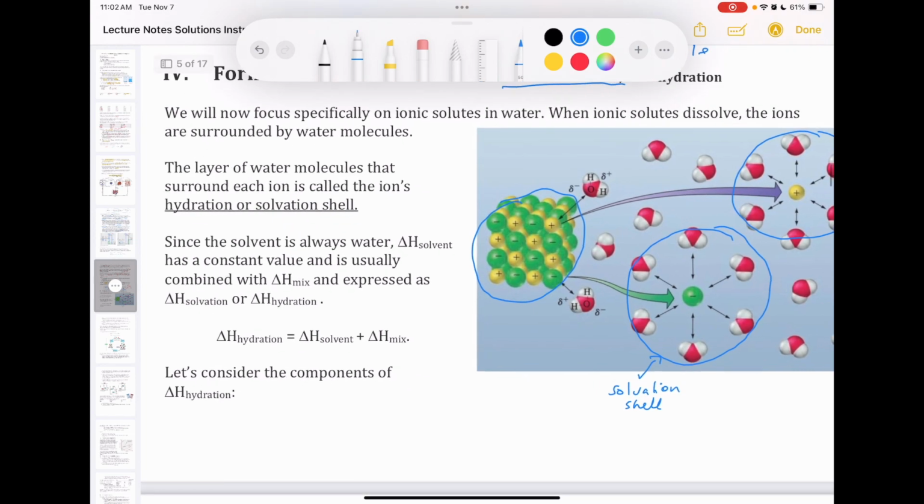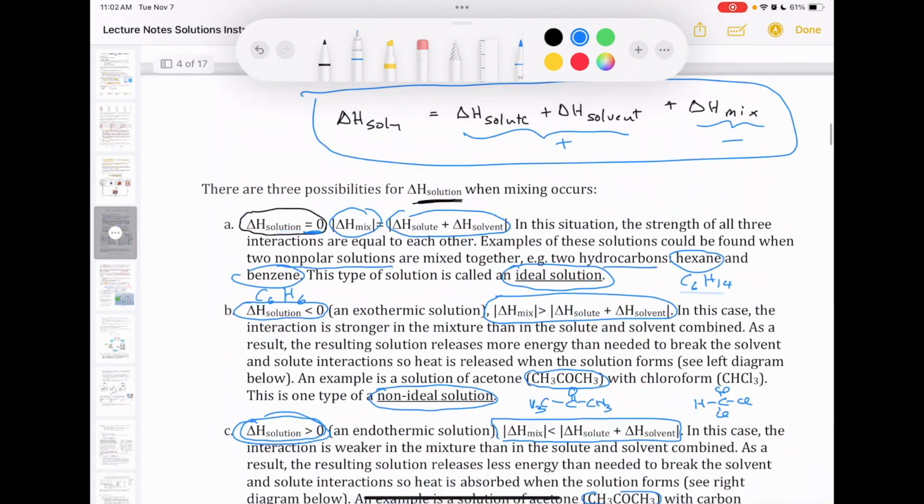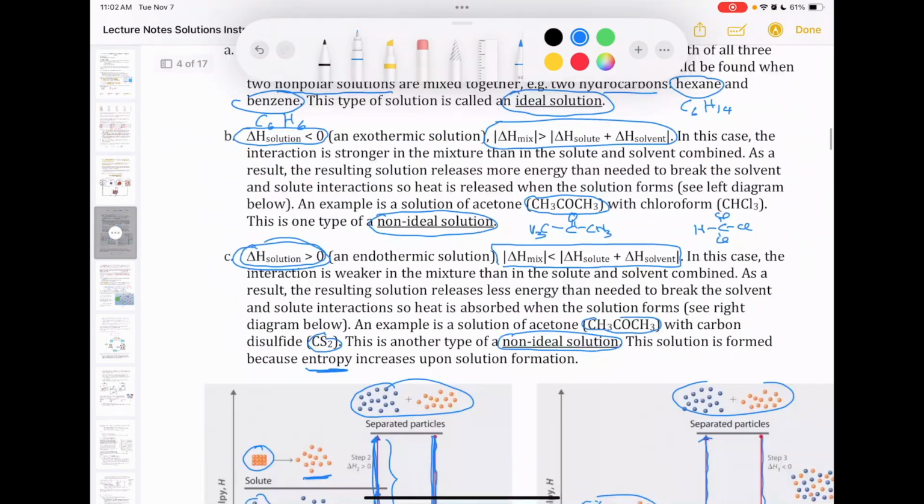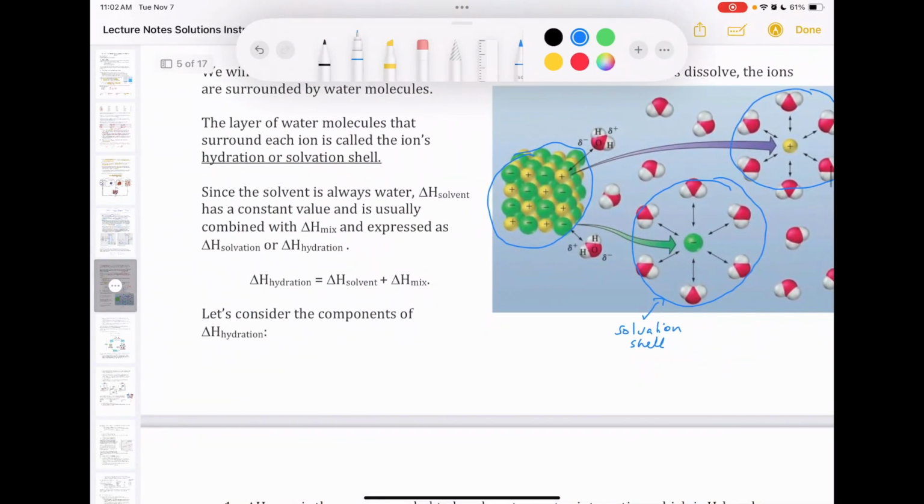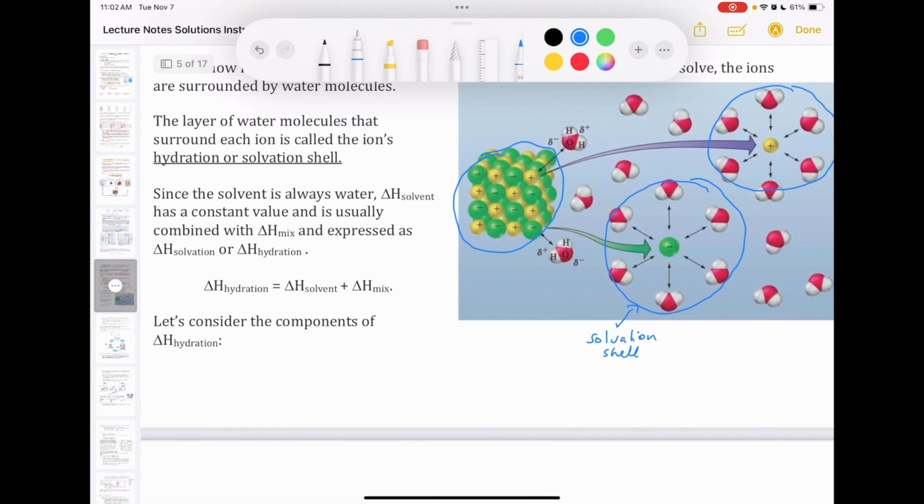Now, the process of dissolution requires those three steps that we talked about in the previous section, which are your delta H of solute, delta H of solvent, and delta H of mix. So same exact three steps, okay? Nothing's changed there. However, because we're talking about ionic solutes dissolving in water, a lot of times what people do is they combine two of those terms that I just listed. So delta H of solution is delta H of solute, solvent, and mix. And so these two a lot of times are combined together, and instead it's called delta H of hydration.